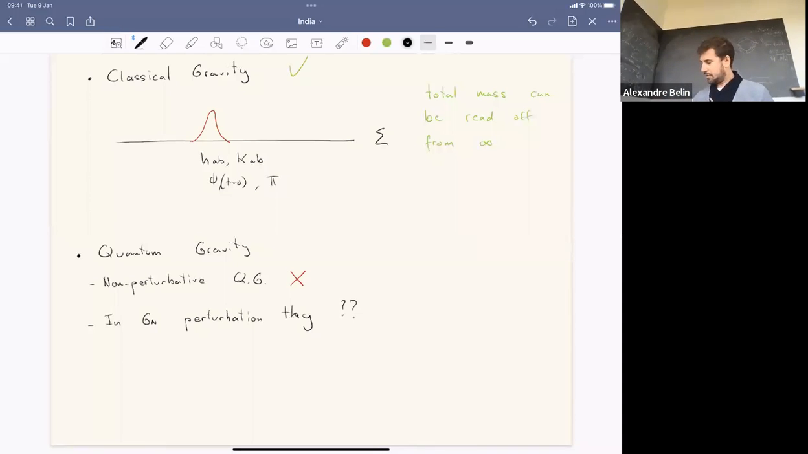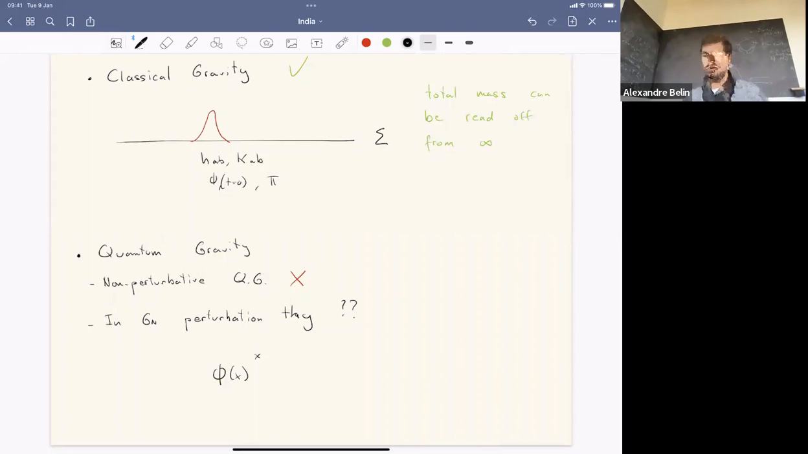Now, one reason to see that this question is not completely trivial is the following. Say you have some gravitational region, and you try to create a local operator somewhere in space-time. Classically, you can do that. But quantum mechanically, this is not a diff-invariant operator, because how do you specify the location of the point? You cannot do that, even in perturbation theory.